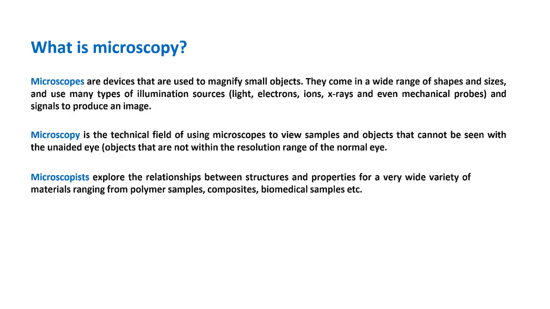A microscope helps us to view small objects at a magnified scale. We can see very small, tiny objects which are not visible to our naked eye, but we can magnify those objects with the help of a microscope and easily see them. They come in a wide range of shapes and sizes, and there are various types of sources like light based, electron based, ion based, X-ray based, or even mechanical probe based. That helps us to produce a signal and to give an image or a micrograph.